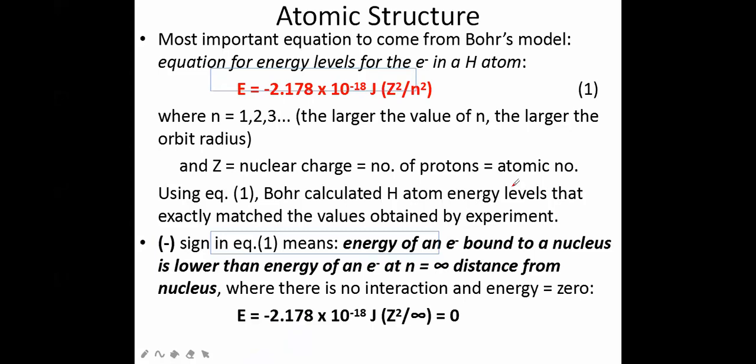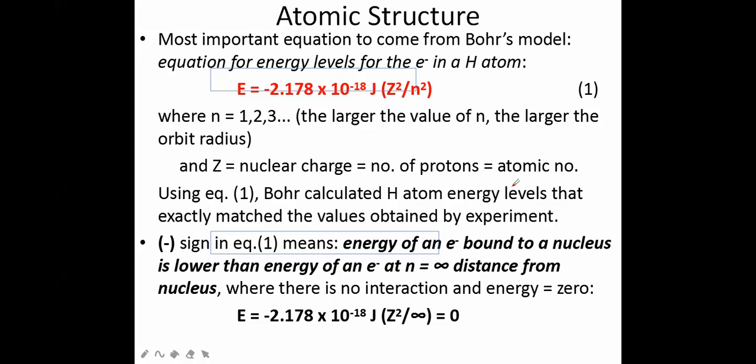So the most important equation comes from Bohr's model. The equation for energy levels in an atom is E, which is energy, equal to negative 2.178 times 10 to the power negative 18 joules, this is the constant, multiplied by Z squared over N squared.